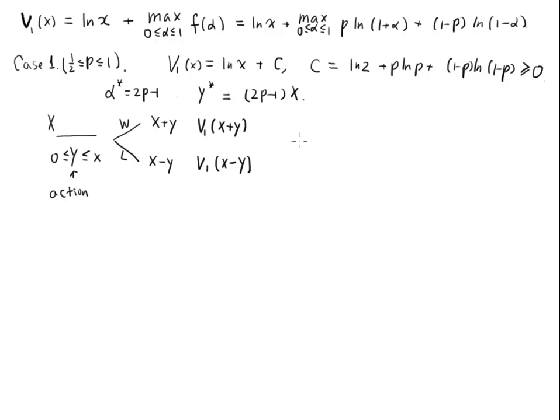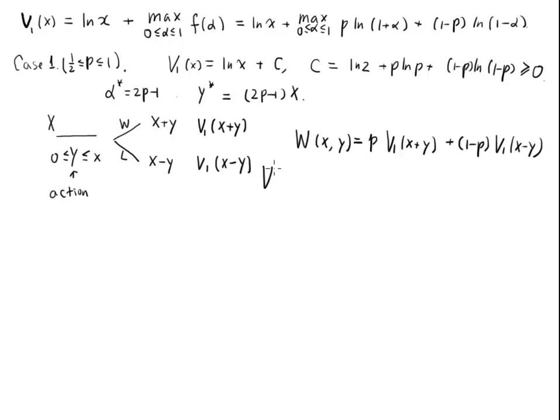So now what we have? We have w over here, given initial value x and one bet y. This is the expected return. So we have p over here, but then we have v1 of x plus y left, okay, and then plus 1 minus p, and then we have v1 of x minus y. So that's the one we have.